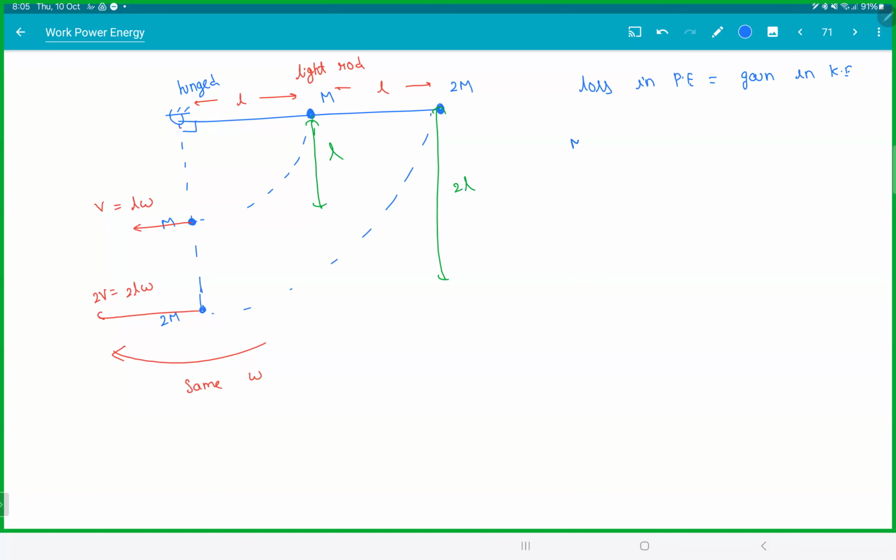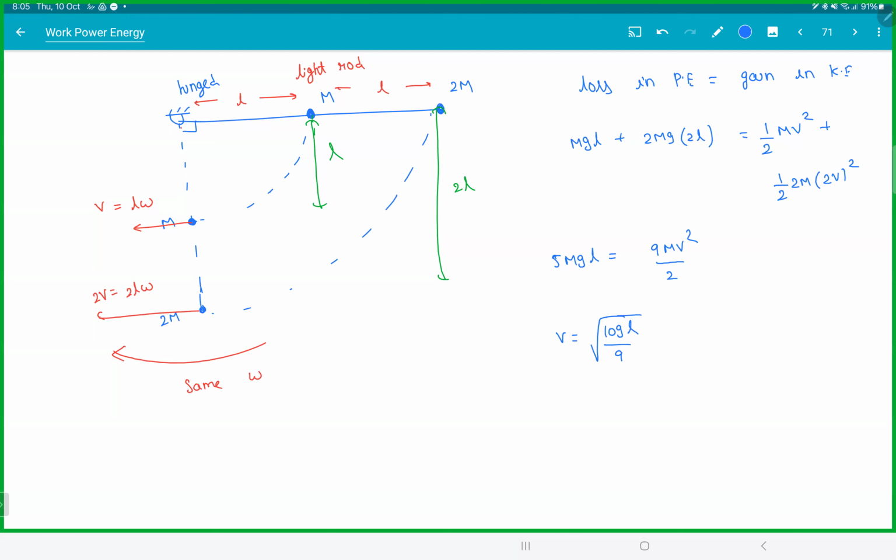So that would be mgL plus 2mg·2L. Kinetic energy: half mv square plus half 2m (2v) square. So this is 5 mgL and that is 9 mv square by 2. So v will be root over 10 gL by 9. This is your speed, everyone. Check.